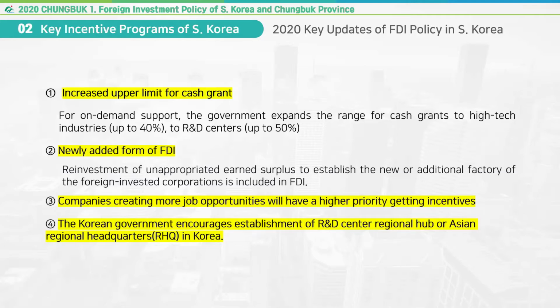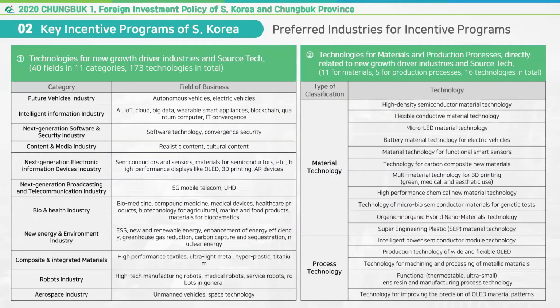And Korea prioritizes the firms that generate large employment. Lastly, it is preferred for companies to establish regional R&D centers and Asian regional headquarters. There are two main preferred industries for applying incentive programs. Firms doing business in this field should pay close attention to this part.